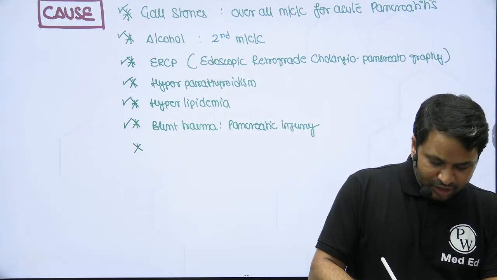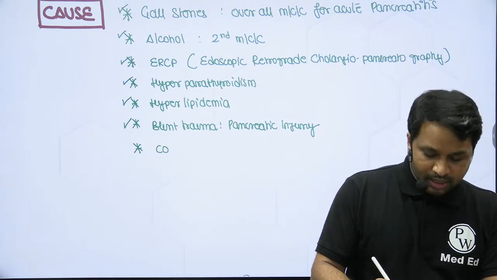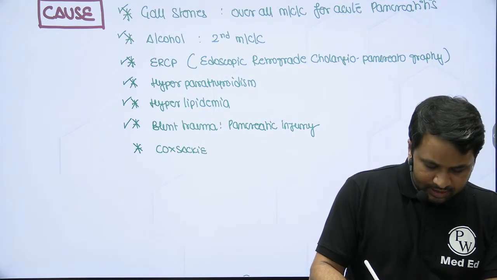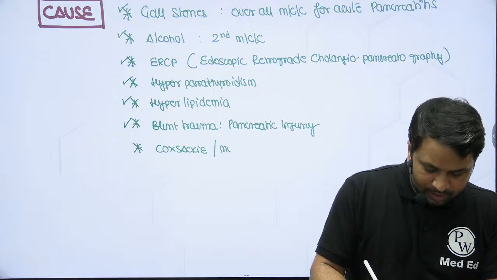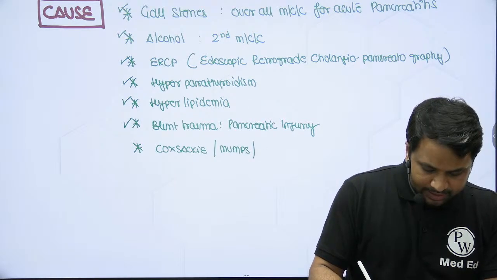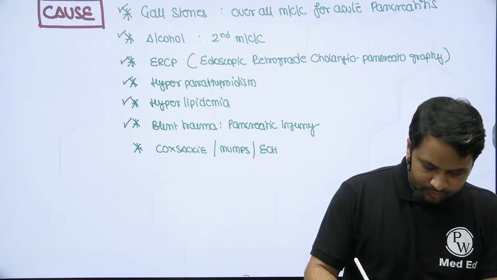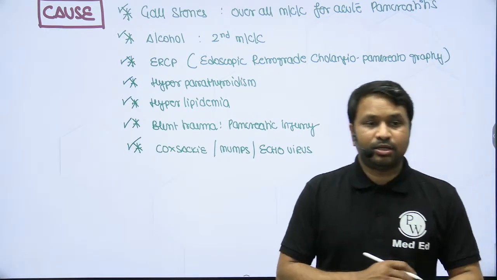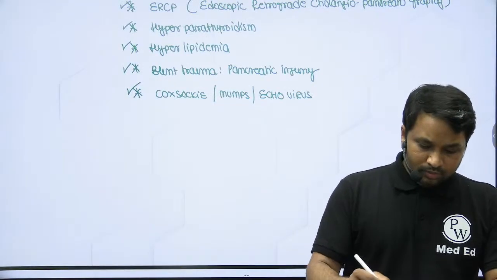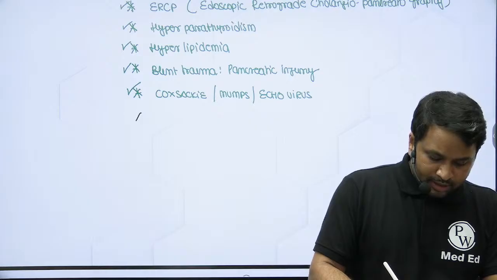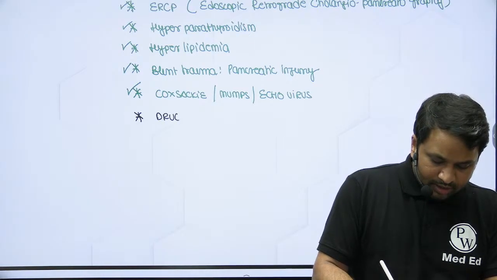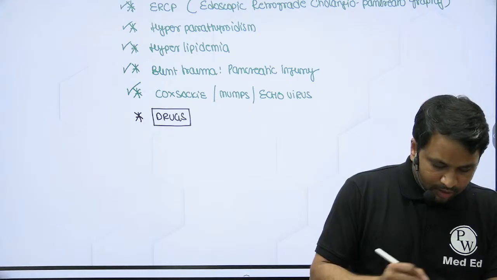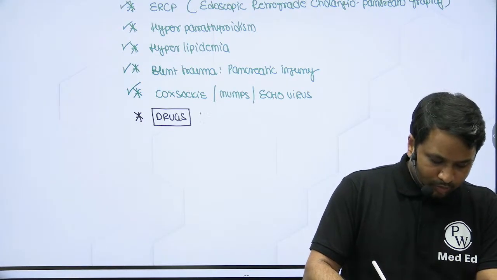There are infections which are important, certain viruses, Coxsackie virus. There is Coxsackie virus. Then there is mumps virus, and there is echovirus. All these viruses are also known to cause acute pancreatitis, right? Now, your examiner will be more interested in knowing whether you know the drugs that induce acute pancreatitis. Now, the list of drugs are important. Drugs that result in acute pancreatitis.